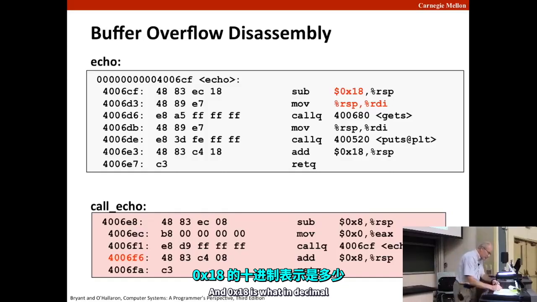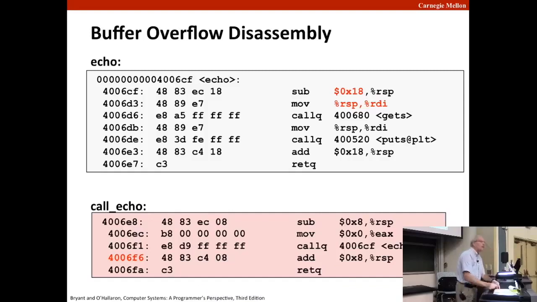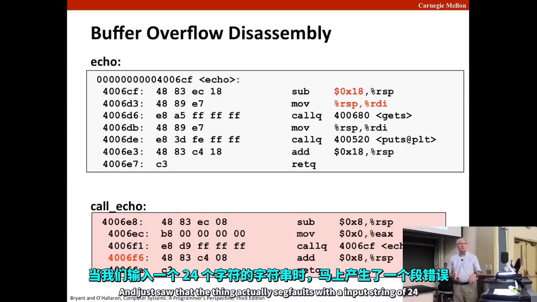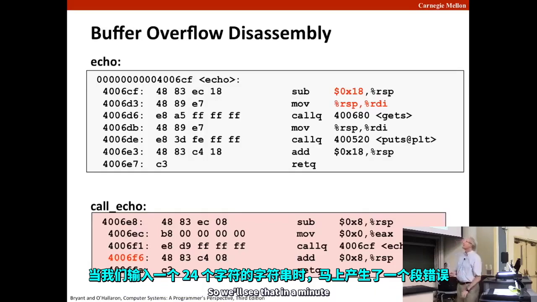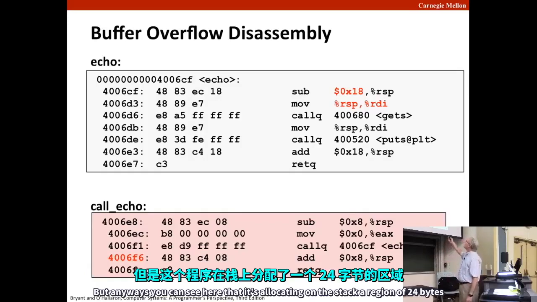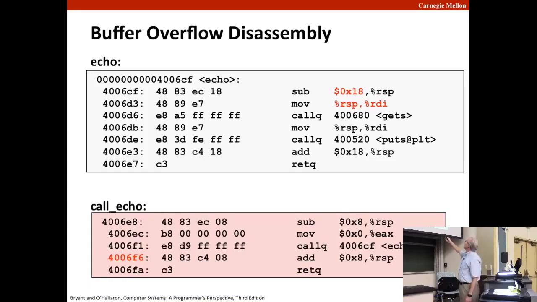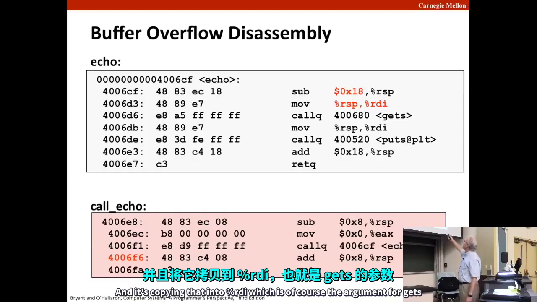is what in decimal? 24, right? And you just saw that the thing actually segfaults with an input string of 24, so we'll see that in a minute. But anyway, you can see here that it's allocating on the stack a region of 24 bytes, and it's copying that into RDI, which is, of course, the argument for getS.